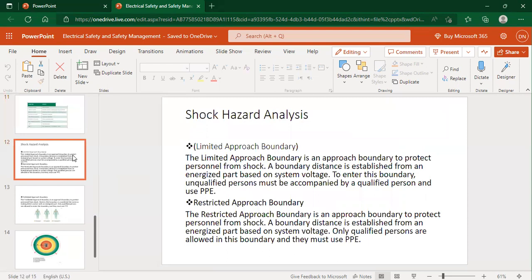Shock hazard analysis. Limited approach boundary. The limited approach boundary is an approach boundary to protect personnel from shock. A boundary distance is established from an energized part based on the system voltage. To enter this boundary, unqualified persons must be accompanied by qualified persons. The restricted approach boundary is an approach boundary to protect personnel from shock. Only qualified persons are allowed in this boundary, and they must use PPE.